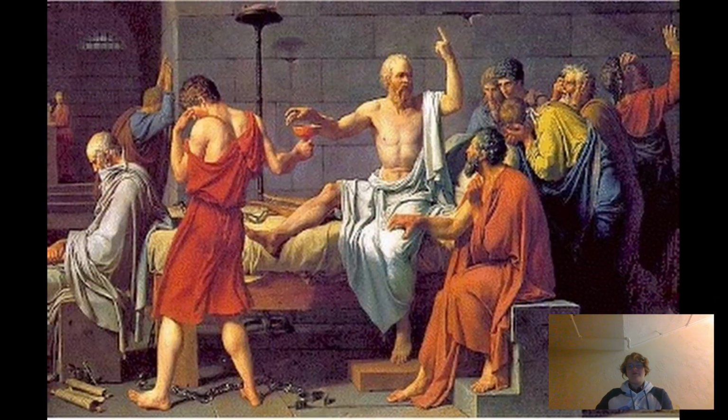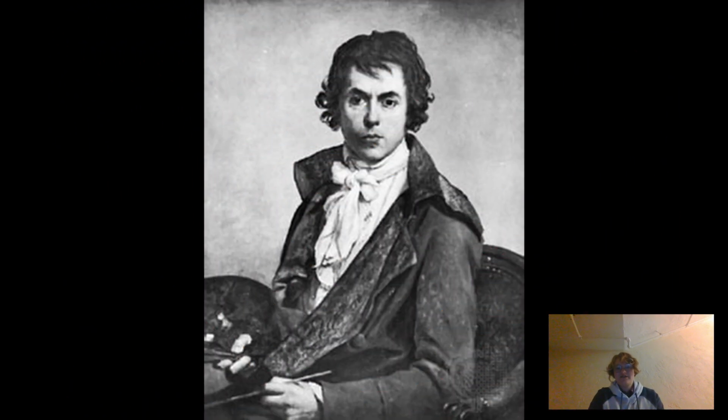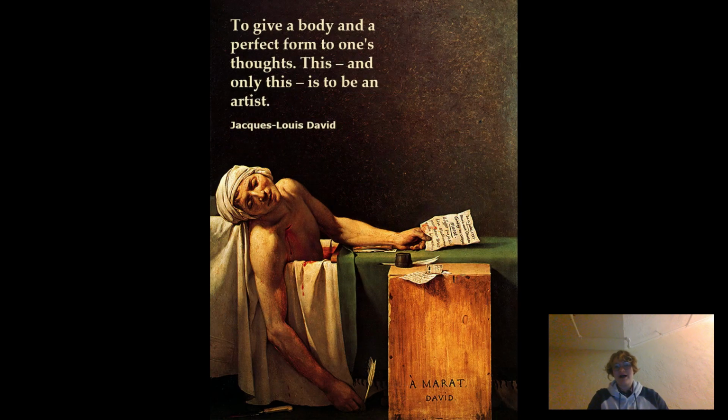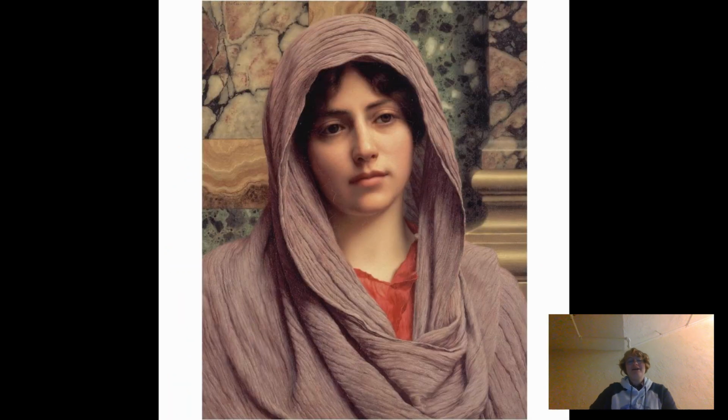Famous works of neoclassicism include The Death of Socrates by Jacques Louis David. He also painted The Death of Marat. Another famous piece is Venus Victrix by Antonio Canova. And another famous piece I would love to share with you about is Lucina by John William Godward. Lucina is a famous art piece created by him.